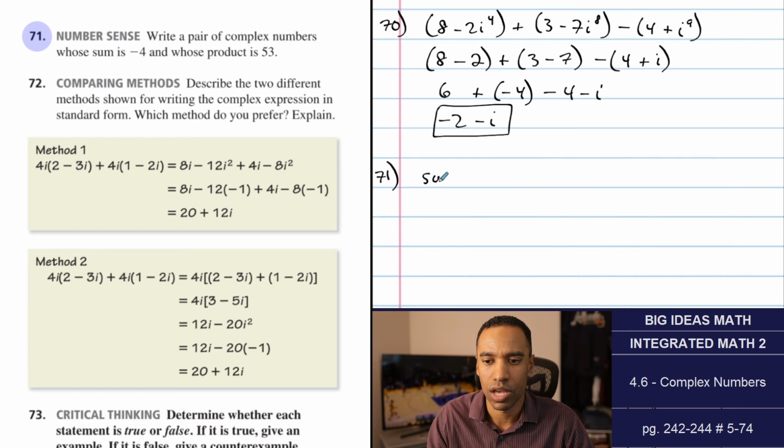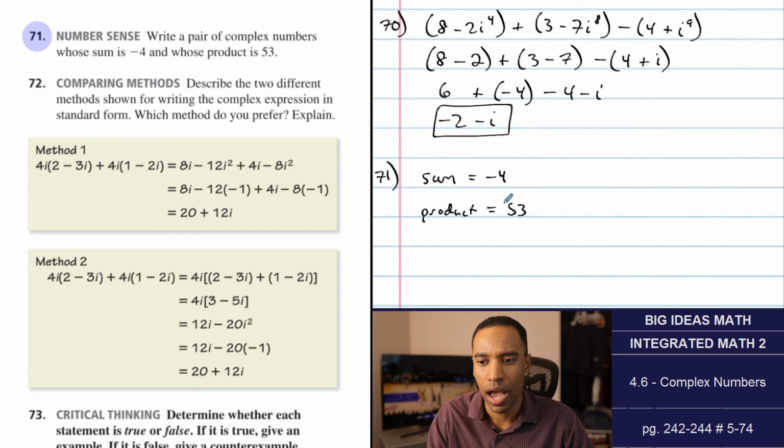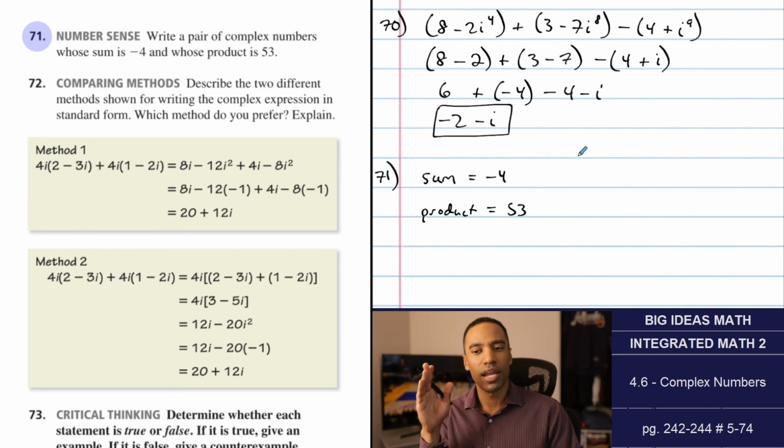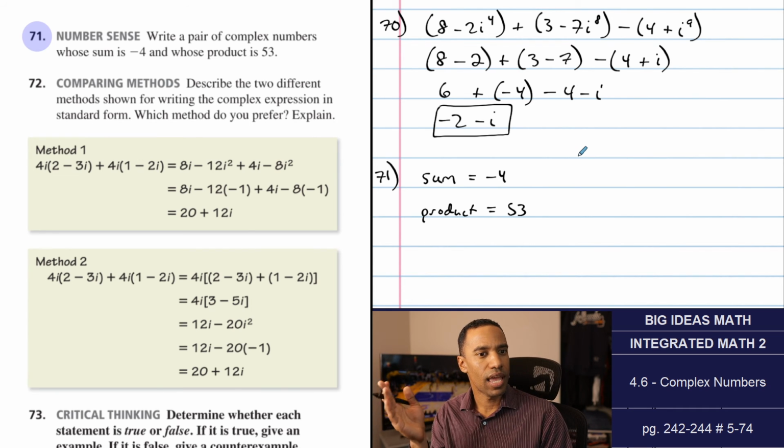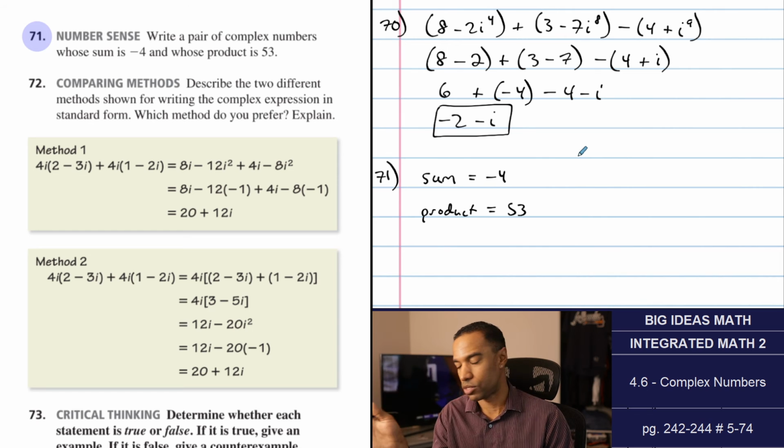71. Sum equals negative 4. Product equals 53. I want to think on this. One thing that I know for sure is that if the sum is negative 4 for complex numbers, the i's have to cancel. So I'm going to need, in essence, a conjugate pair. Okay, so that works out.